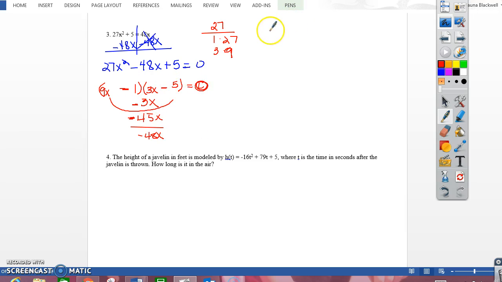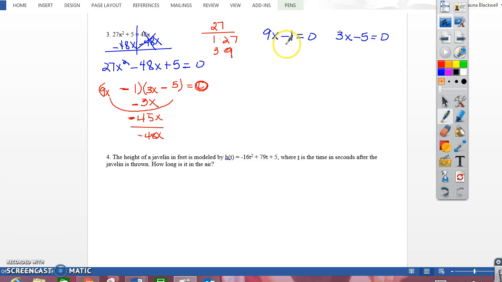Once we have it factored, again, we put our factors equal to 0. My factors are 9x minus 1, so I set it equal to 0, and 3x minus 5, so I make that equal to 0. And then we solve each simple equation.